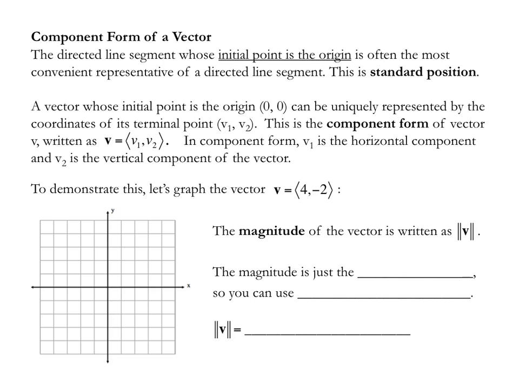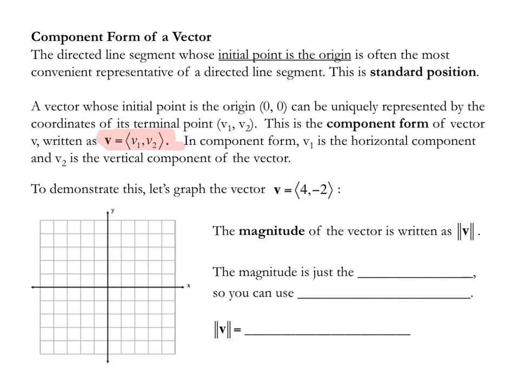So there's two different forms we're going to talk about that a vector can be put in, and this first one is the component form. So vectors can start and end anywhere, but if you put it in what is called standard position, that means you're starting the initial point at the origin, then we can use component form to write it in a simpler form. So a vector whose initial point is the origin can be uniquely represented by the coordinates of its terminal point, v1 and v2. This is considered component form, and it's written like this right here.